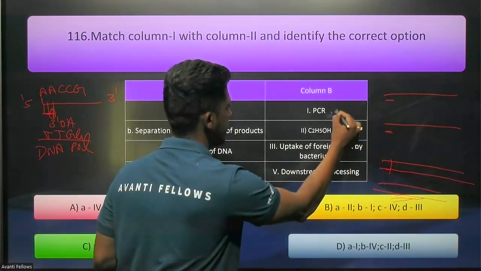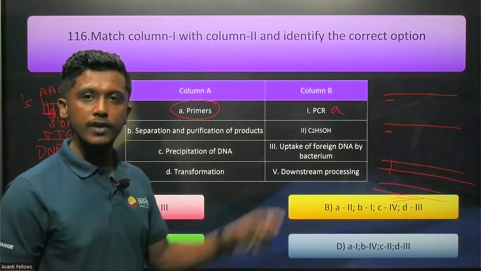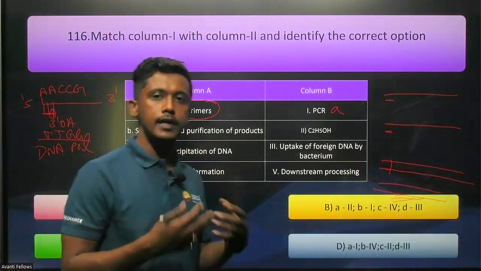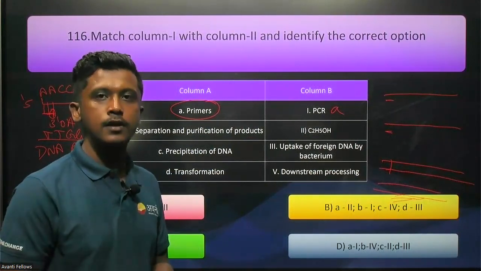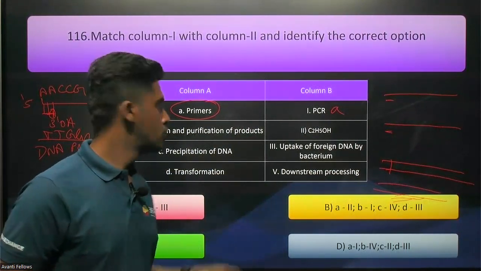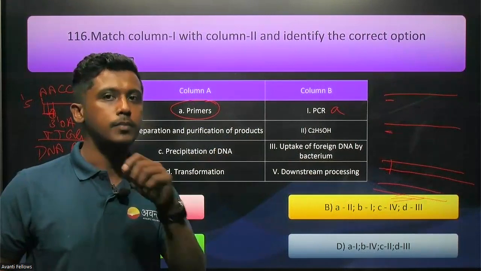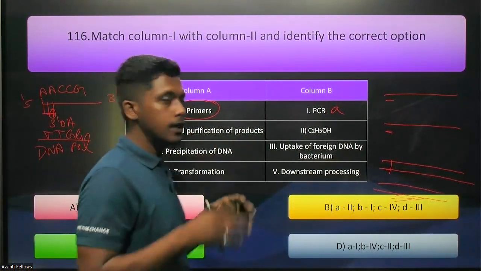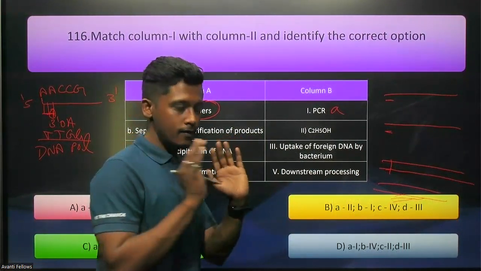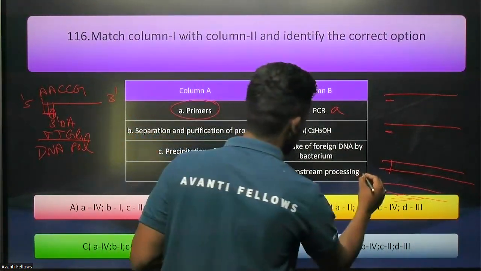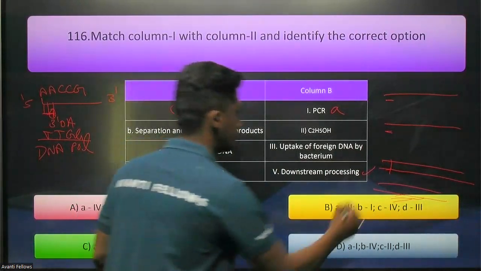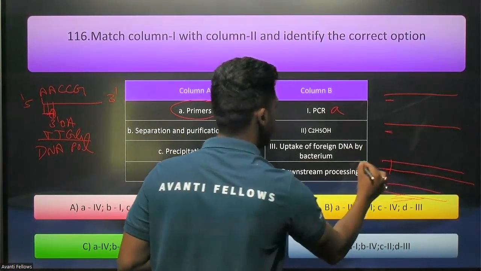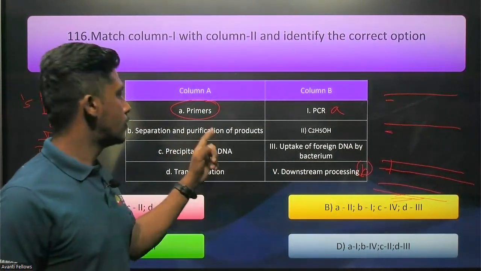So I'll write it as A. Next one, separation and purification of products. In biotechnology, after we have created any biological products for human use or medical use, we know that the purification of the products has to be done. This purification and concentrating of these products comes under a special field which we call downstream processing. So that is why we put it as B. Okay, I'll write it cleanly. This is B.